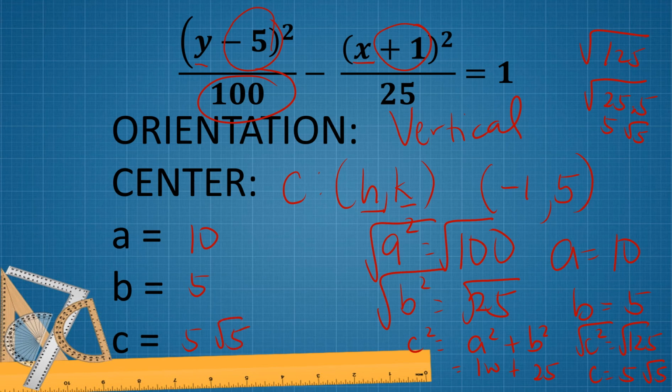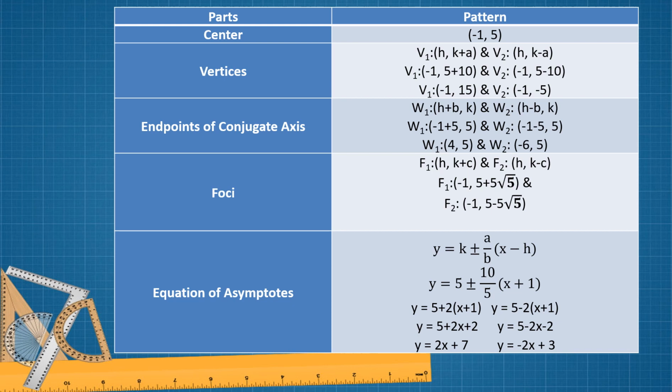Since we already have the values of a, b, and c, and we already know the orientation and the center, we're going to have this one, the pattern. The pattern that we utilize is a pattern from center at (h, k) and the orientation is vertical. So, therefore, here are the patterns. Here is the pattern for endpoints of the conjugate axis. Here is the pattern for foci, and here is the pattern for the equation of asymptotes.